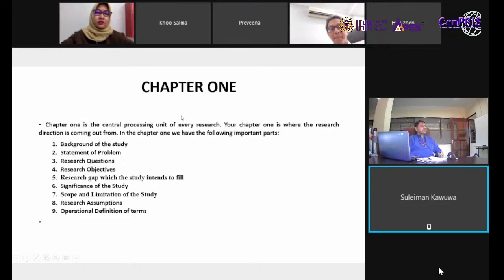So these are some of the key areas when you are putting together chapter 1 of the thesis: the background of the study, statement of problem, the research questions, research objectives, the research gap, significance of your study, scope and limitation of your study, your research assumptions, and operational definitions of terms and concepts.